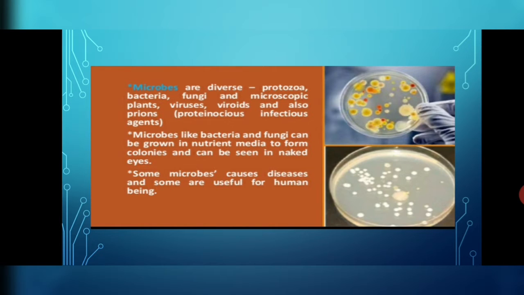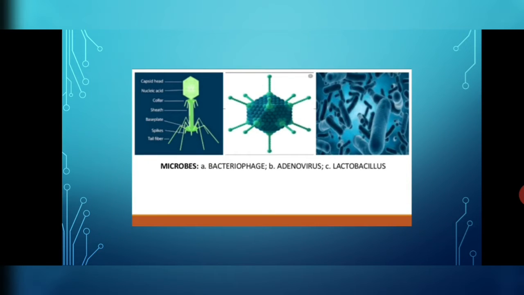Microbes are diverse: protozoa, bacteria, fungi, and microscopic organisms like viruses, viroids, and prions, which are just proteinaceous pathogens in nature. They could be bacteria or fungi, which can be grown on any culture media artificially. Some microbes are disease causing, that is pathogenic in nature. As you can see in this picture, there is a bacteriophage, which is a virus which infects the bacteria. There is an adenovirus and lactobacillus.